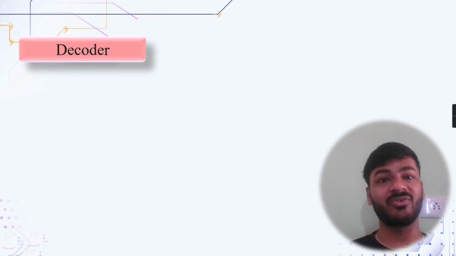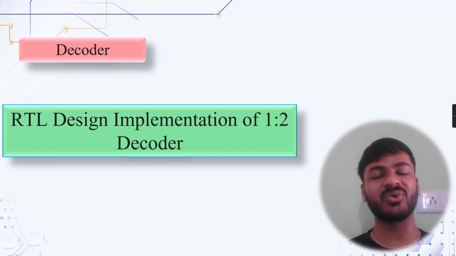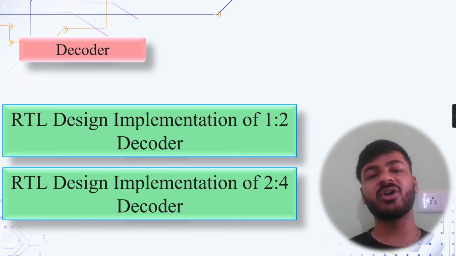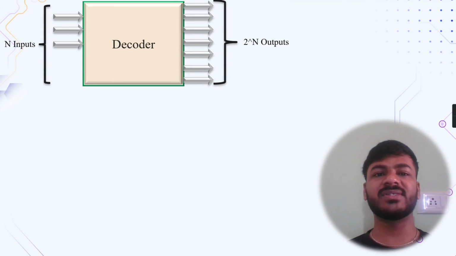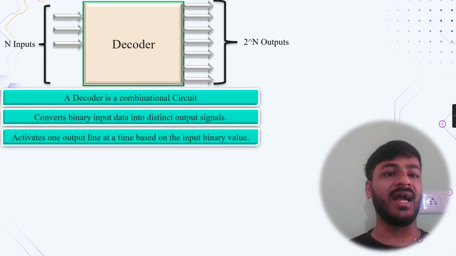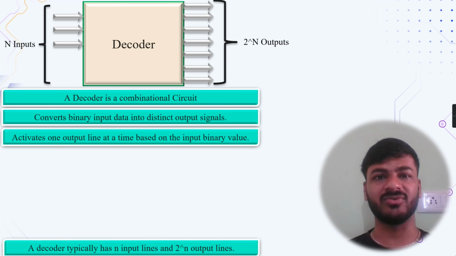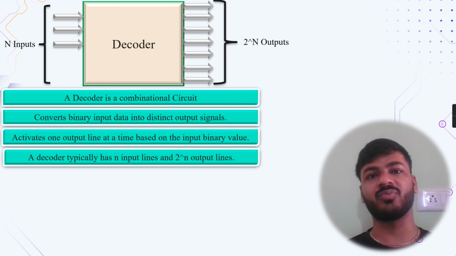So basically in today's video, we are going to discuss about decoder and the RTL design implementation of 1:2 decoder and 2:4 decoder by using System Verilog constructs. Now if I talk about decoder, it's a combinational circuit which converts binary input data into distinct output signals, and it activates one of the output lines at a time based on the input binary values. Basically, it consists of n inputs and 2 to the power n outputs.